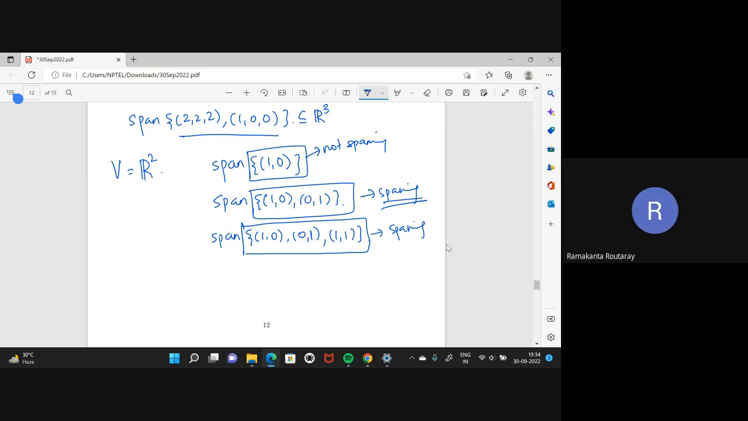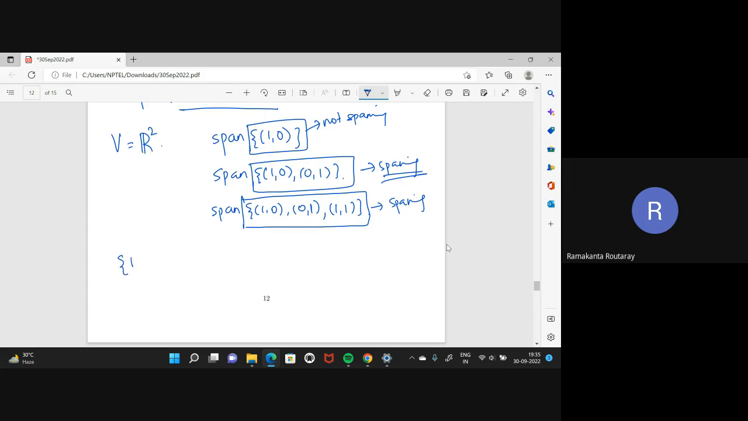But ma'am, the first one, (1, 0), is not spanning, right? So if that becomes a superset of the second one, (1, 0) and (0, 1), we cannot say that is also a spanning set, right? The first one, (1, 0), is a subset of (1, 0), (0, 1). Yes. Okay. So here that is not the superset, right? So here (1, 0), (0, 1), (1, 1) is a superset of (1, 0), (0, 1), right?